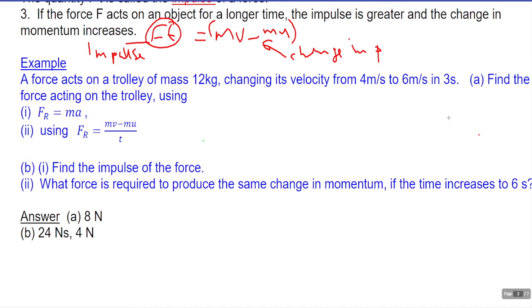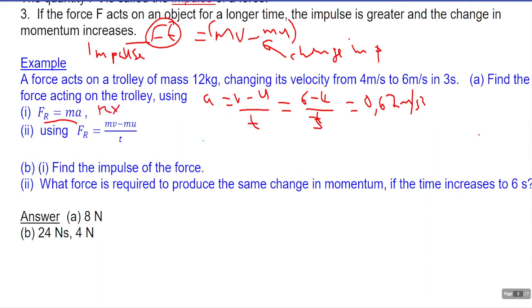Now, for the first one, we need to find the acceleration first. So the acceleration is equal to v minus u over t, and v is 6, u is 4, and t is 3. So 6 minus 4 over 3 will give you 0.67 meters per second squared. Then inputting it into the equation, F is equal to ma, we have 12 by 0.67, which then gives you 8 newtons.